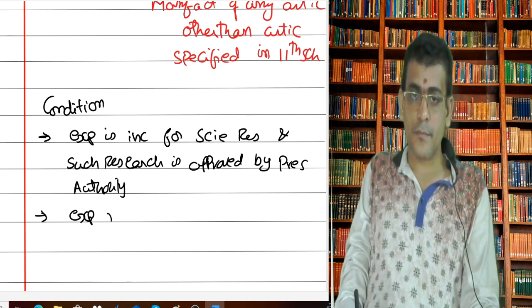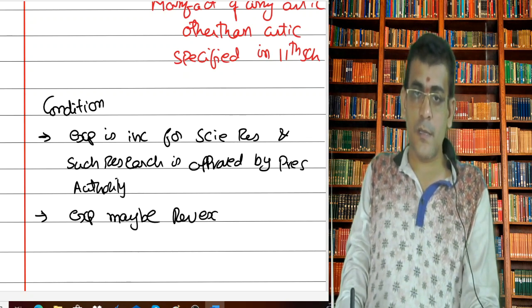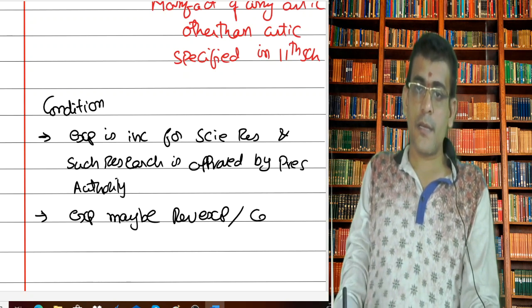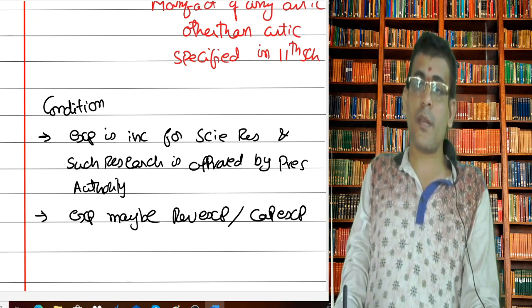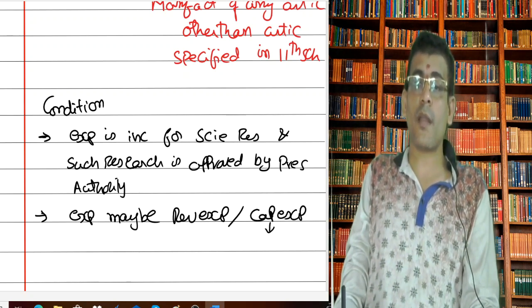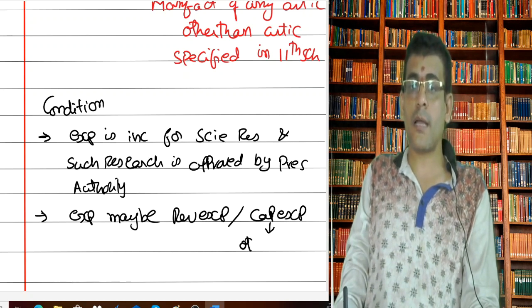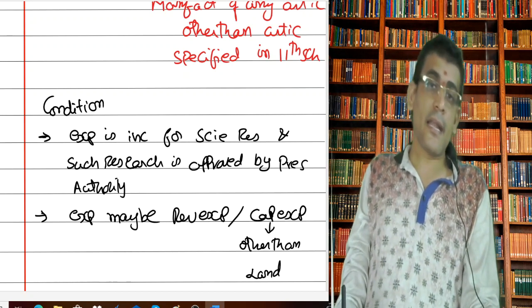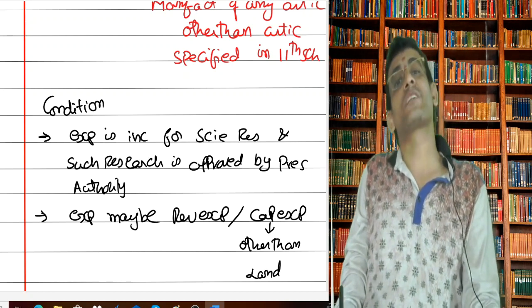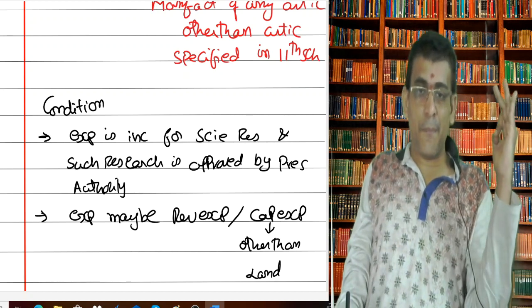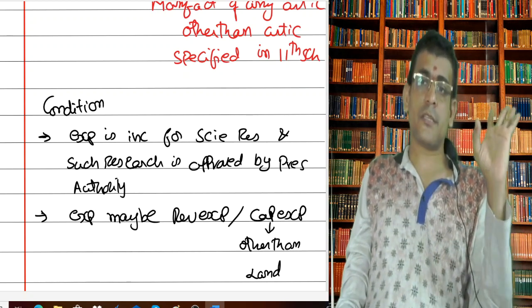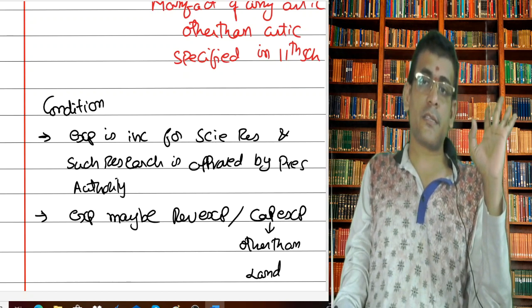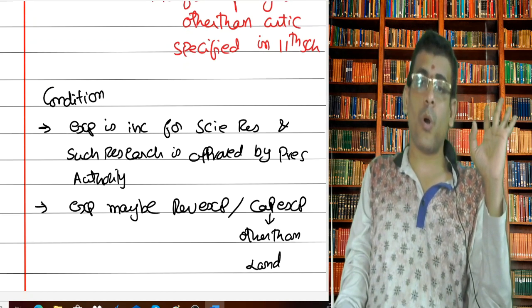Expenses may be revenue expenses or the expenses may be capital expenses. Whenever you are considering capital, one important thing you should remember: other than land. The reason is very simple. Land is not a depreciable asset, land is an appreciable asset. So you are considering only the depreciable assets. That's the reason you are excluding land from all the sections.